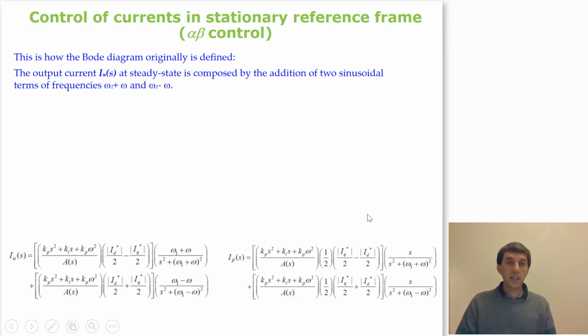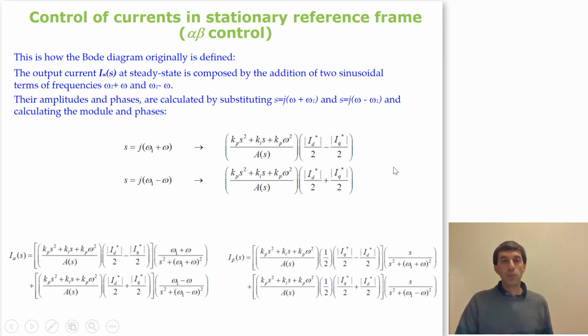In general, we can see that in the typical classic books, by using these two expressions is how the Bode diagrams are originally defined or obtained. So the output current alpha, if we focus on this expression at steady state, is composed by the addition of two sinusoidal frequencies, one given by this term and the other one given by this term. And the time domain equivalent terms of these two expressions will be extinguished at steady state.